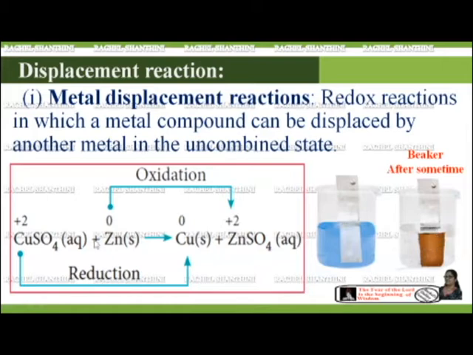Here, the metal causing displacement, in our case zinc, is a better reducing agent than the one which gets deposited, that is copper in our case. In other words, we could say noble metals get deposited on a base metal. So this metal displacement reaction finds its application in metallurgical processes.